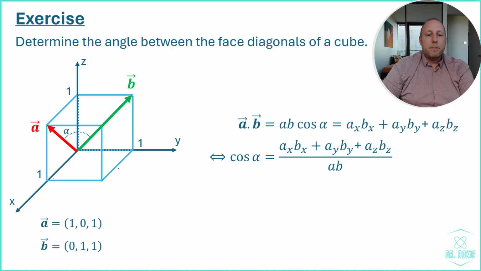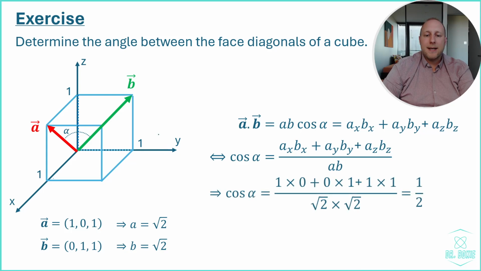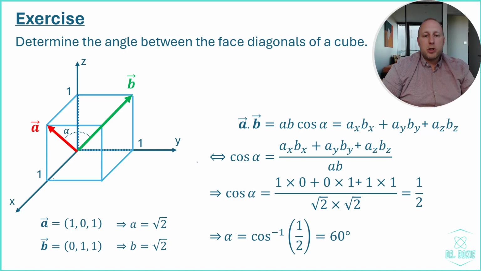Now using Pythagoras, we can actually calculate the magnitude of each of those vectors, and both of them have a magnitude of square root of 2. I can just plug all of this into the expression for the cosine, and I get that the cosine of alpha is 1/2, meaning that alpha is the arc cosine of 1/2, which is 60 degrees. So this is one way in which we can use our knowledge of vectors to calculate the angle between the face diagonals of the cube.